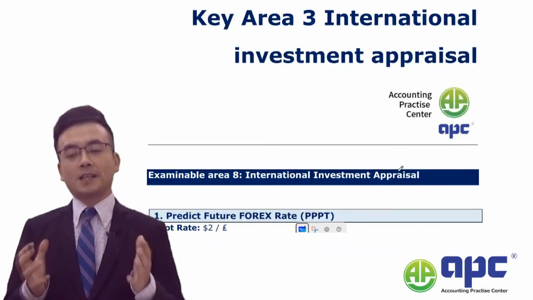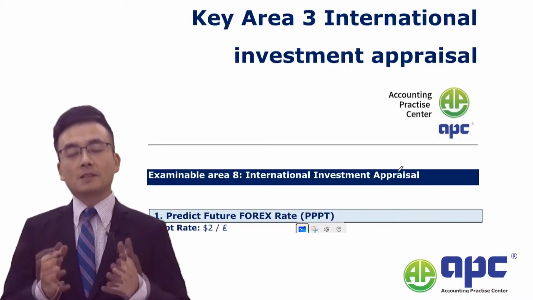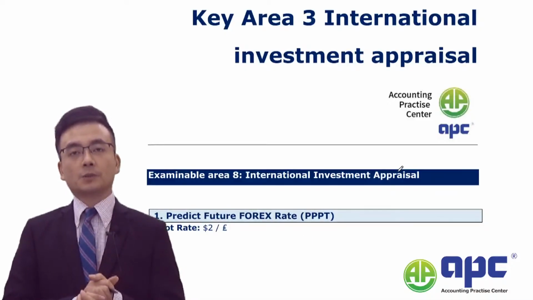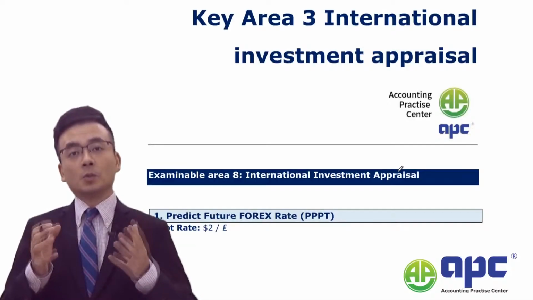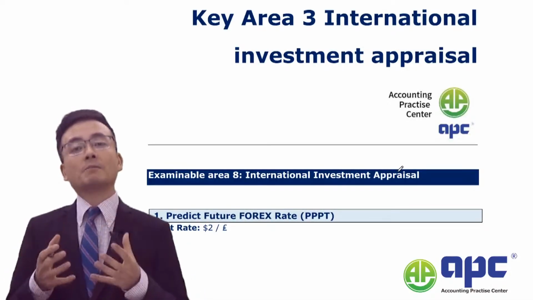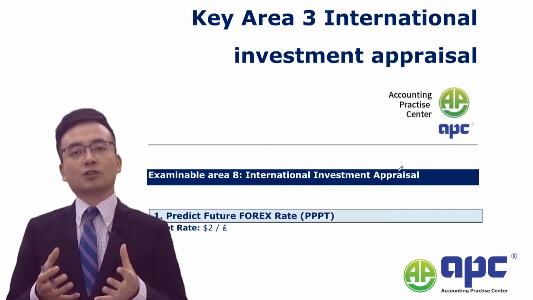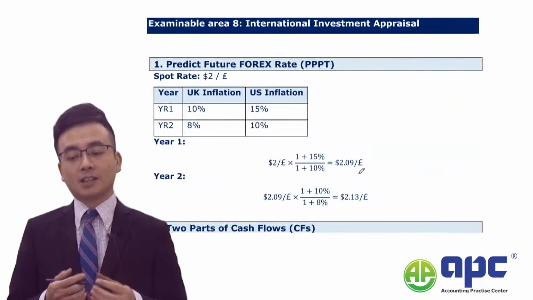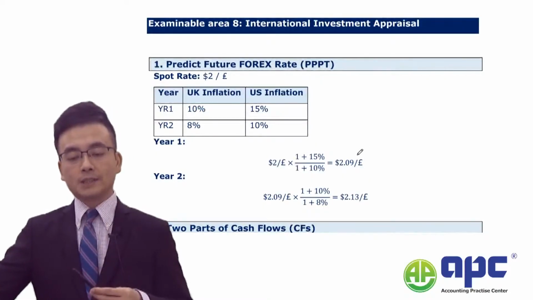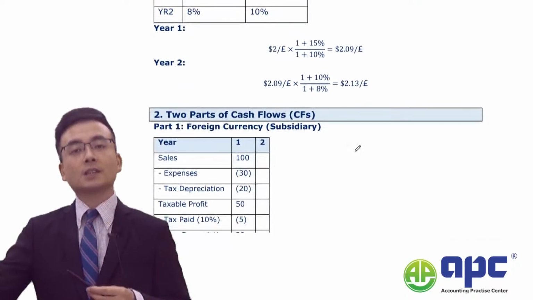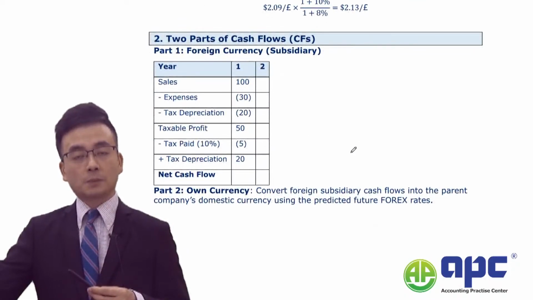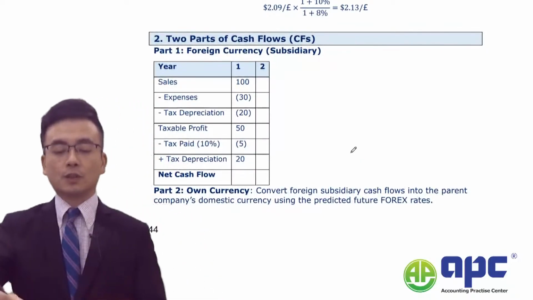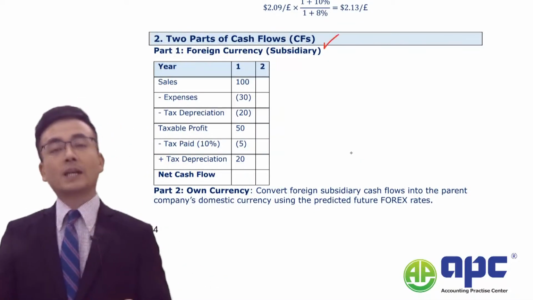Welcome back to our key area number 3. We're going to be looking at international investment appraisal. So this means that we've got investment, or we spend money, somewhere in an overseas country, so we need to bring those cash flows back to our country. So that's why when you're required in the example, area number 8, to conduct the international investment appraisal, you will need to set up a two-part cash flows table here.